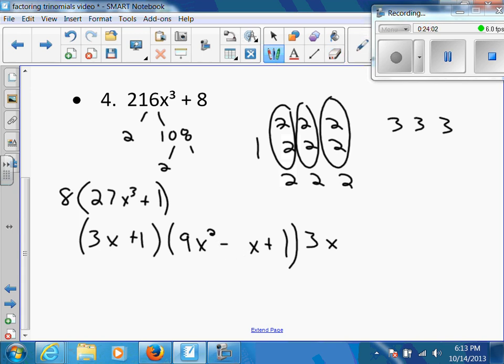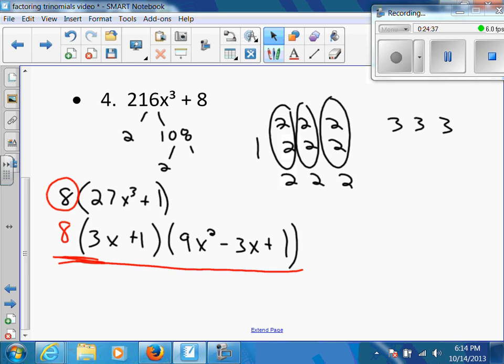Now, let's check it. Problem in y1, answer in y2. Does it match? No, it doesn't. Why is that? Well, remember we had this 8 here. That was the GCF. Did we bring it down? No, we didn't. So we need to bring it down. Now let's check. Y1 is the problem and Y2 is the answer. And does it work? Yes. Looks like it was a lot easier once we took out the GCF first. The numbers were much easier.